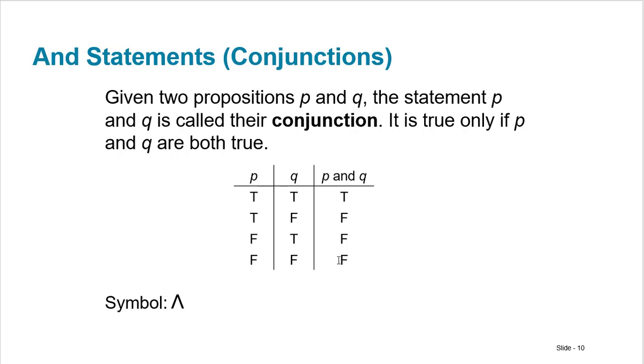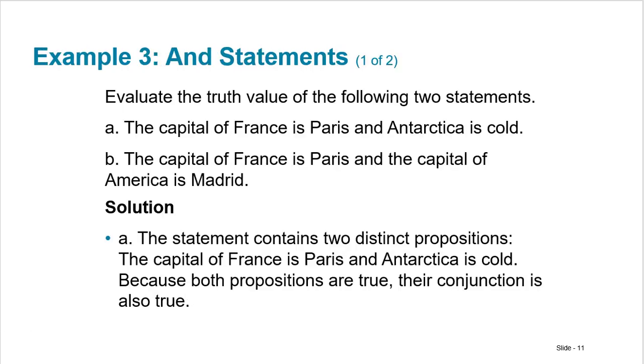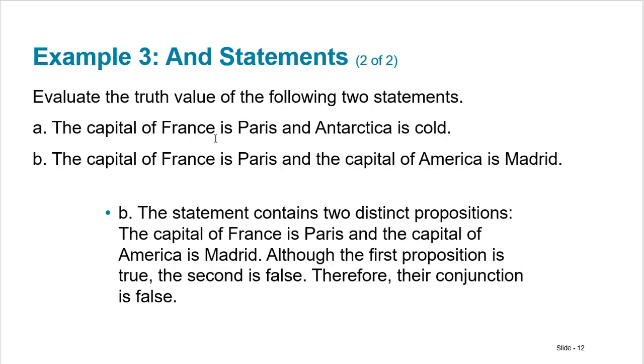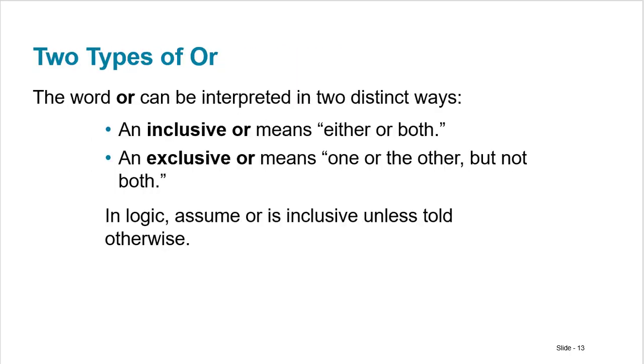So that's kind of the way to think about an and: you have to do both to get paid, so to speak. They both have to be true in order for the whole thing to be true. Okay, here's an example. The capital of France is Paris, and Antarctica is cold. The capital of France is Paris, and the capital of America is Madrid, right? So the statement contains two distinct propositions. Because both propositions are true in the first, their conjunction is true. But obviously with the second one, even though the capital of France being Paris is true, the capital of America is not Madrid, so therefore that one is false.